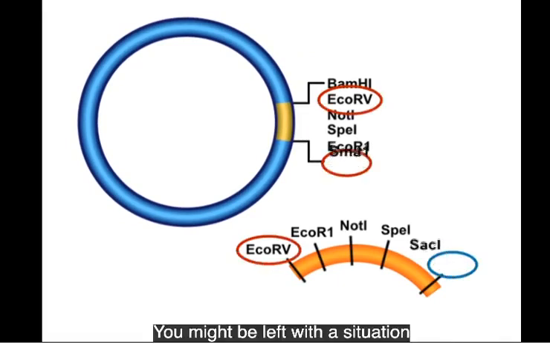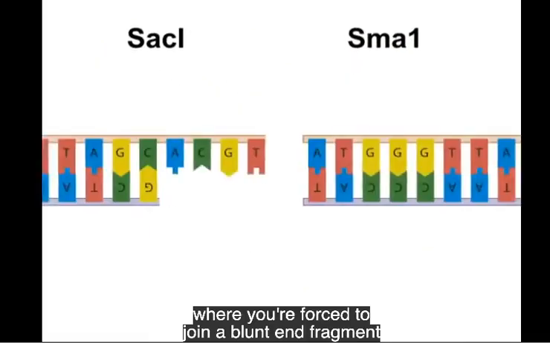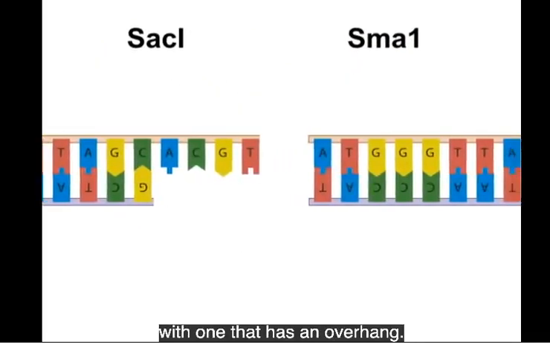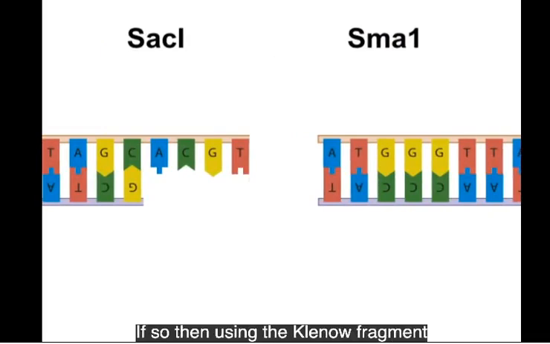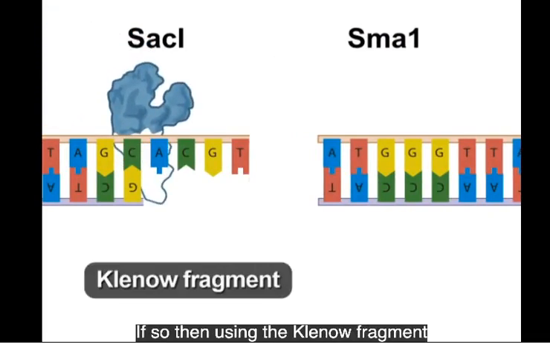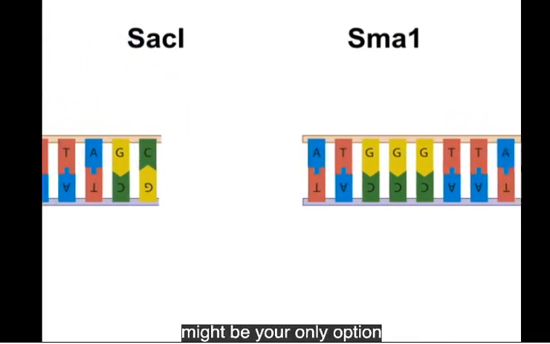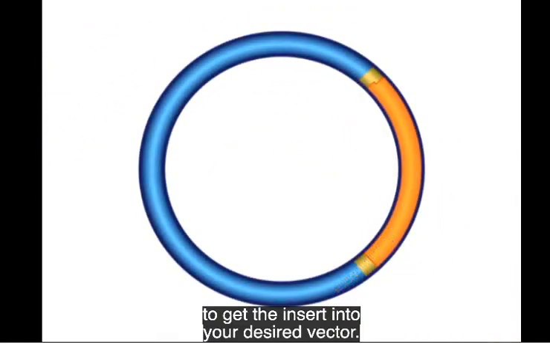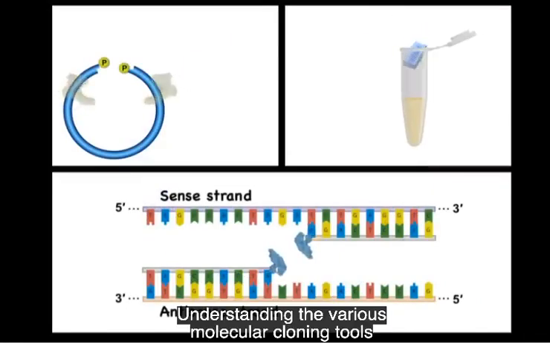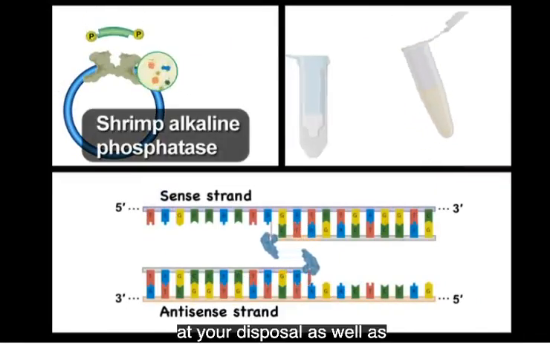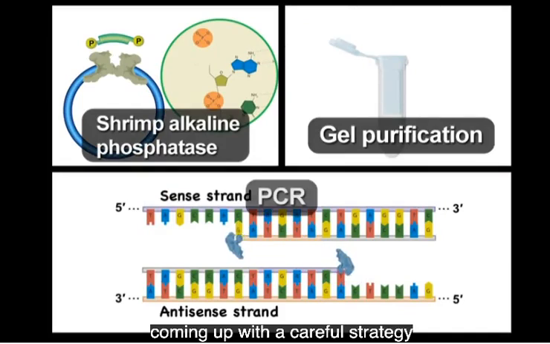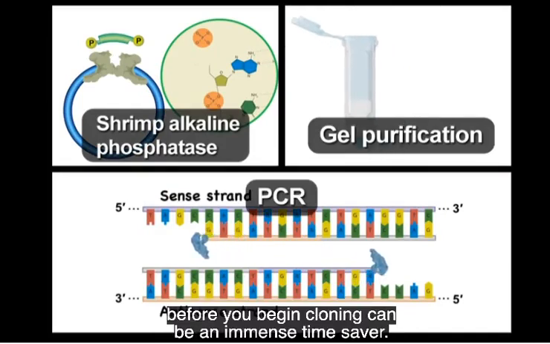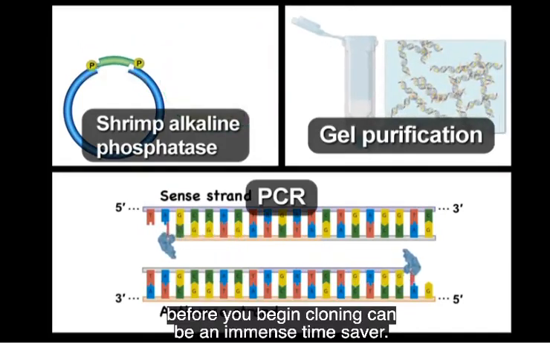You might be left with a situation where you are forced to join a blunt end fragment with one that has an overhang. If so, then using the cleanout fragment to set up a blunt end ligation might be your only option to get the insert into your desired vector. Understanding the various molecular cloning tools at your disposal, as well as coming up with a careful strategy before you begin cloning, can be an immense time saver.